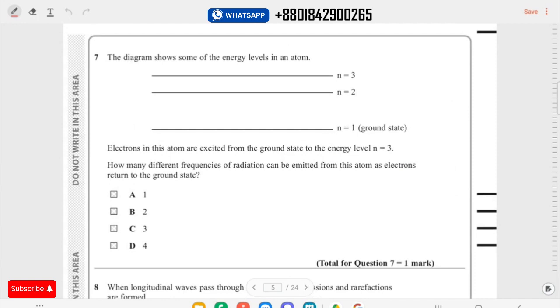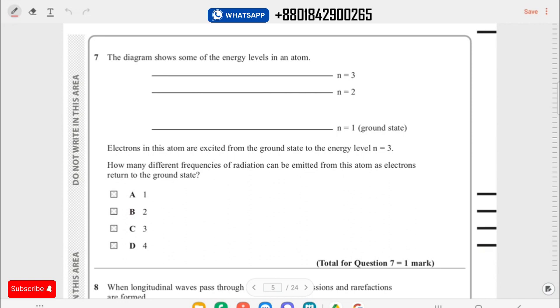Question 6. The diagram shows some of the energy levels in an atom. The electrons in this atom are excited from the ground state to the energy level N3. So most of the electrons were initially at the ground state, and then light was incident on this atom, and the electrons received photons, and they were excited from the ground state to level 3, or N3. Now, how many different frequencies of radiation can be emitted from these atoms as the electrons return to their ground state?